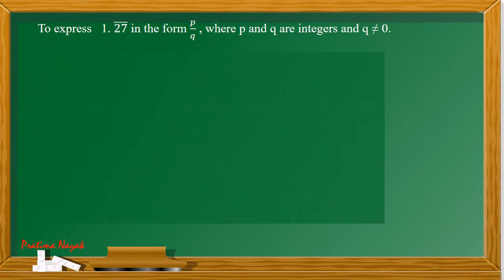Next, 1.27 bar. If it is 1 point or 2 point, a recurring decimal will be there. With it, there will be a whole number 2, 3, 4. No problem. You keep the whole part separate. Only do the recurring part as we did.